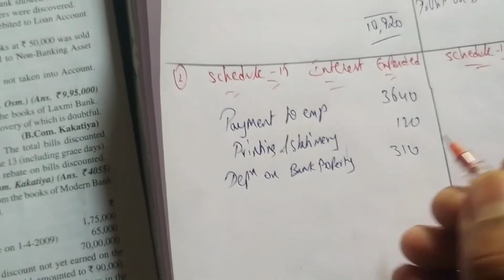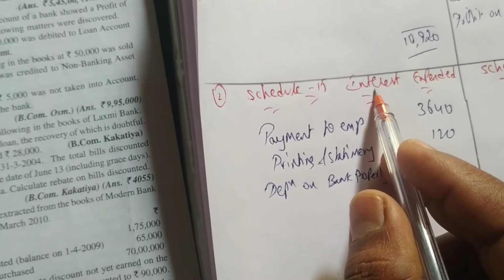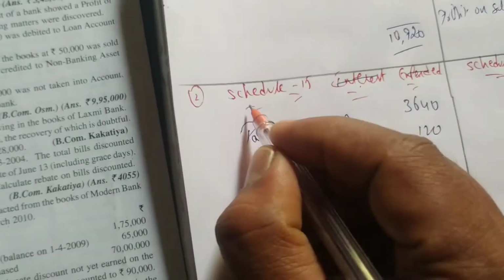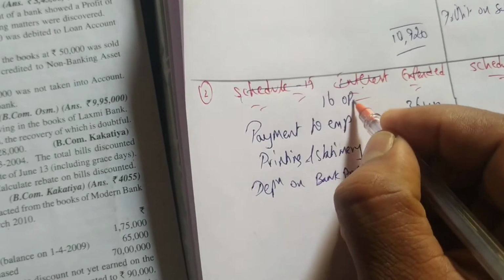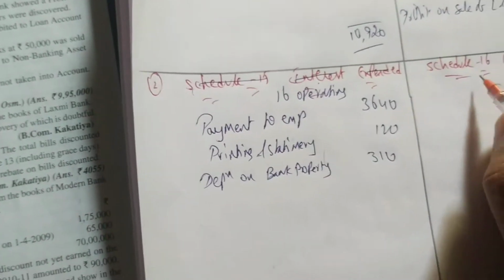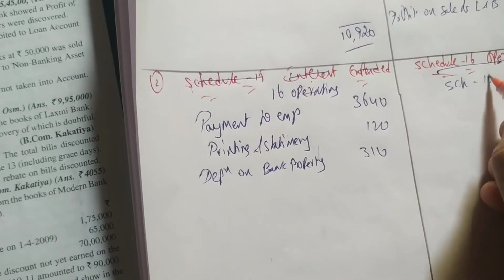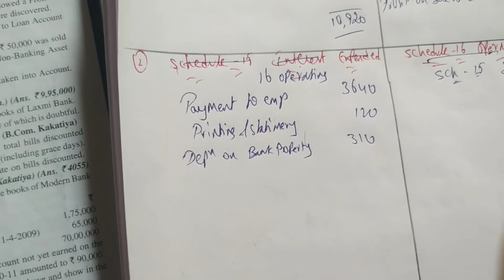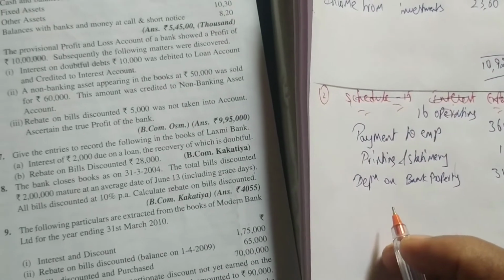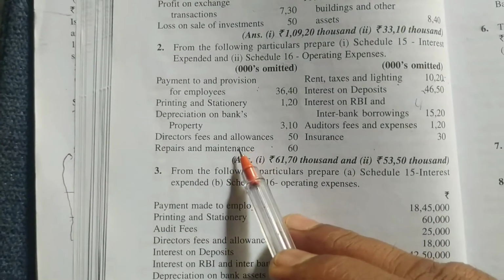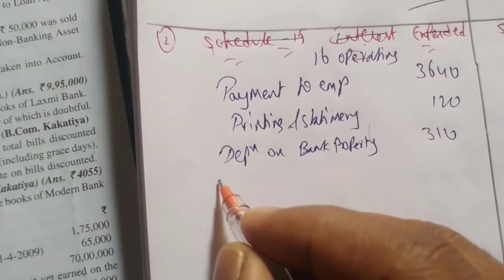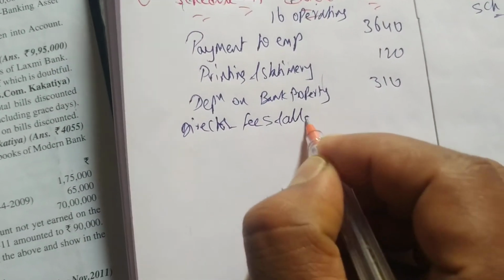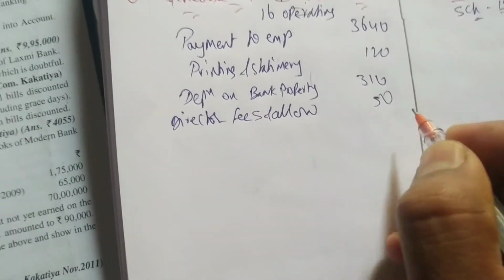Oh sorry, I have made a mistake. This is not interest expended, this is operating expenses, and this has to go to that side. Let's strike off. This is schedule 16 operating, my mistake. And schedule 15 interest expended. Okay, so small correction. Depreciation on bank property 310. Next after that we are having director fees and allowance, how much is that? 50. I'm writing 50 here.